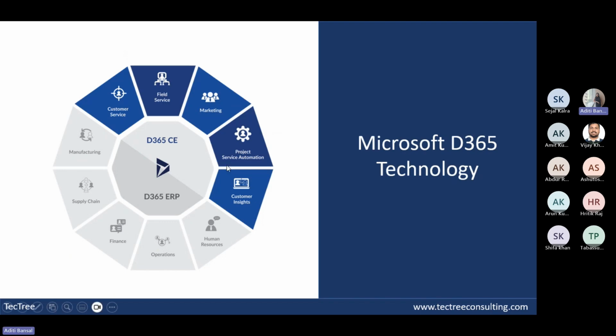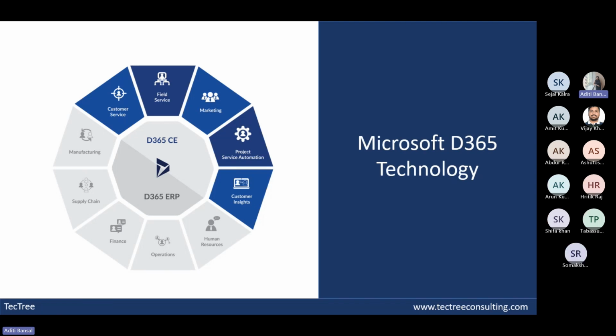So this diagram depicts customer engagement and ERP. Under customer engagement, we are taking care of customer service, field service, marketing, project service automation, and customer insight. Then under ERP, we are taking care of manufacturing, supply chain, finance, operation, and human resource.